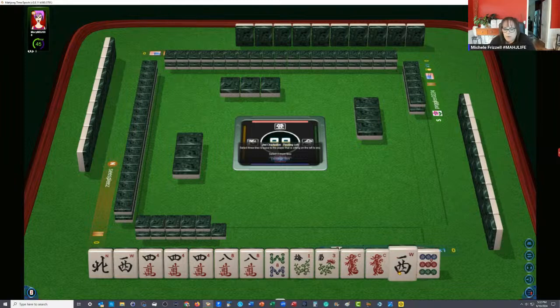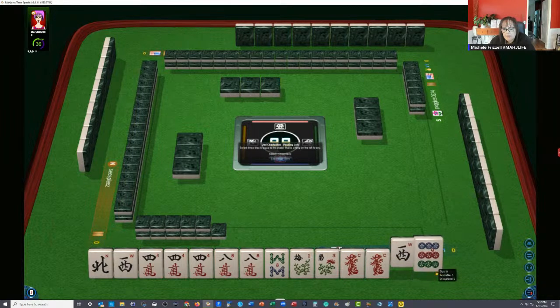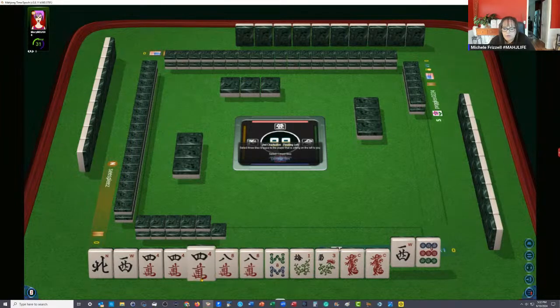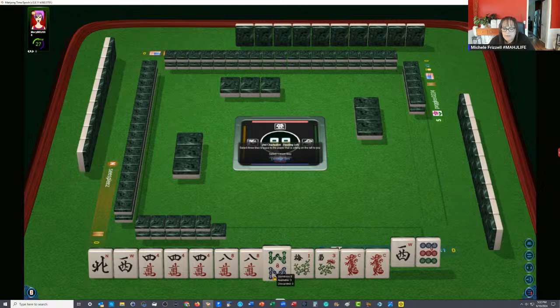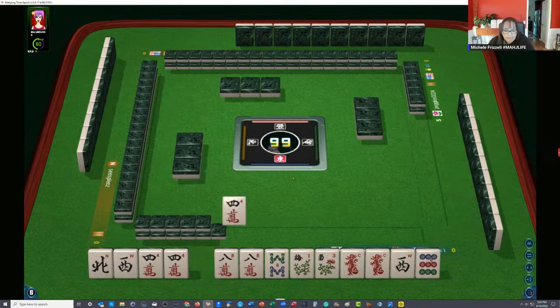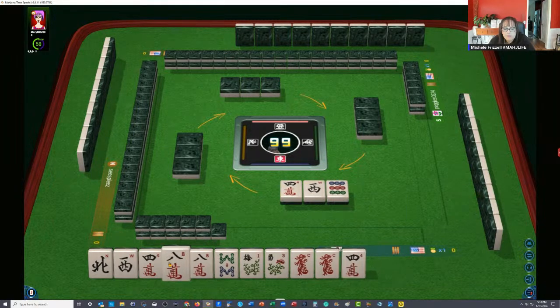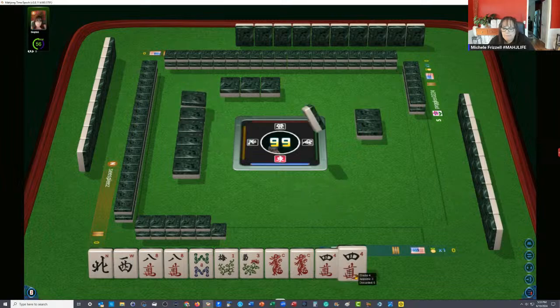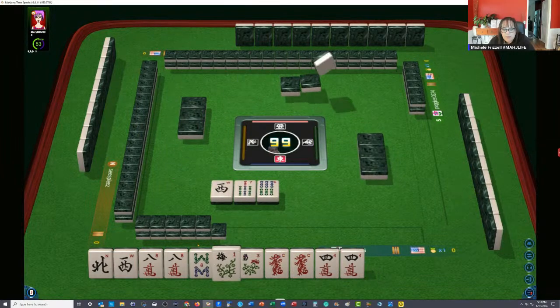Okay, so now let's see. 4, west, flowers, dragon. Oh, we have 8s. We have a pung of 4s. We're going to the left. News. We have a gap. I'm letting the 4 go. Like numbers with 8s and news. No gaps. Okay, we keep getting that west.